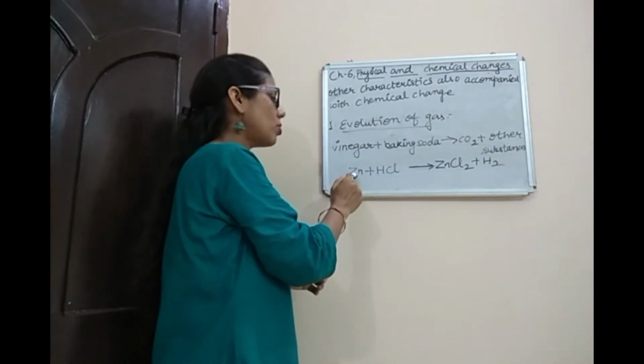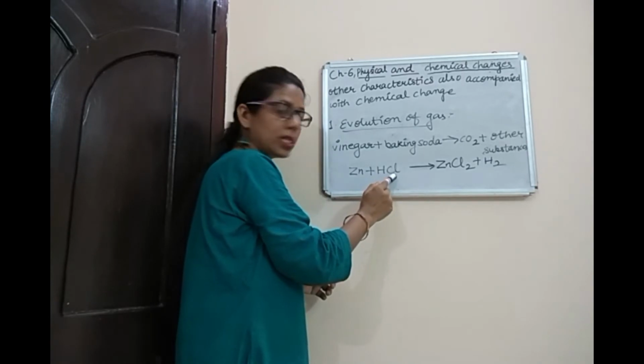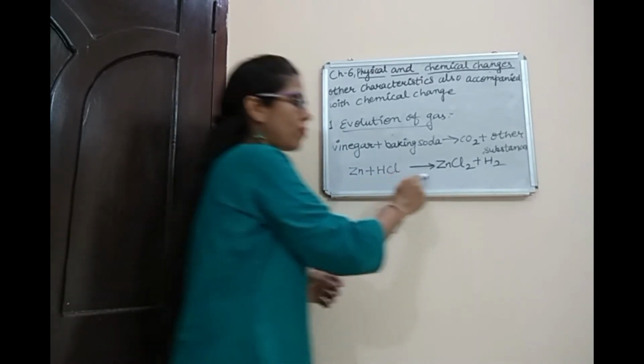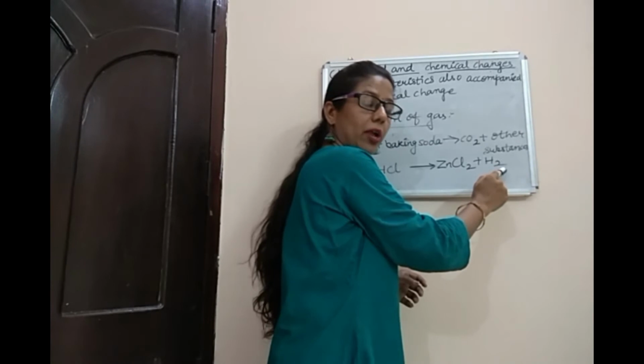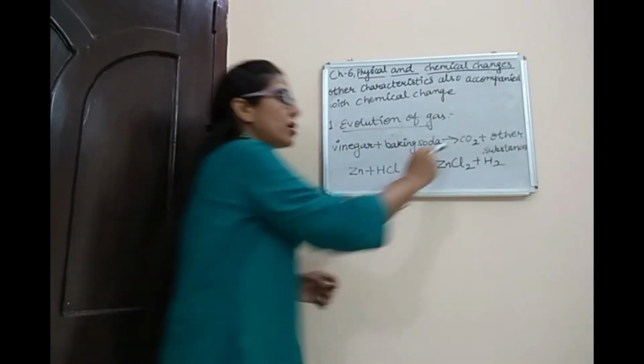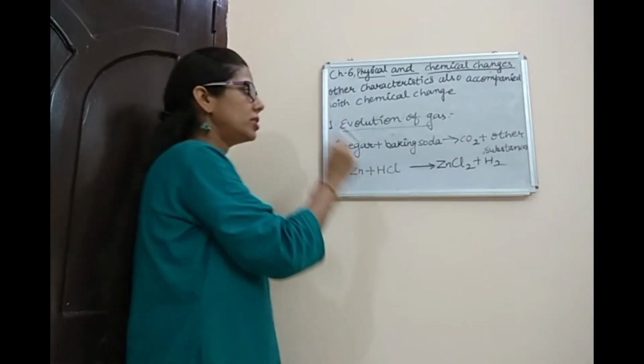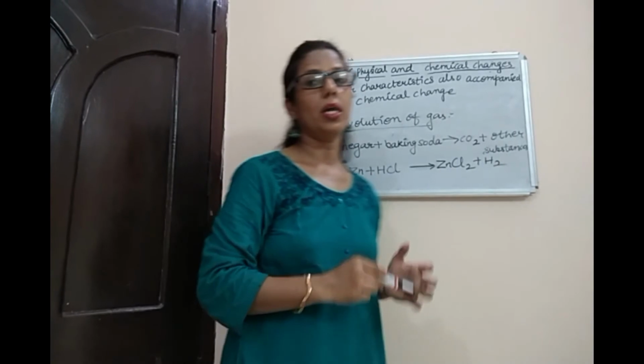One more example is when zinc and hydrochloric acid react with each other, they form zinc chloride and release hydrogen gas. So in both the examples we can see carbon dioxide and hydrogen gases are released. This is a characteristic of a chemical change.